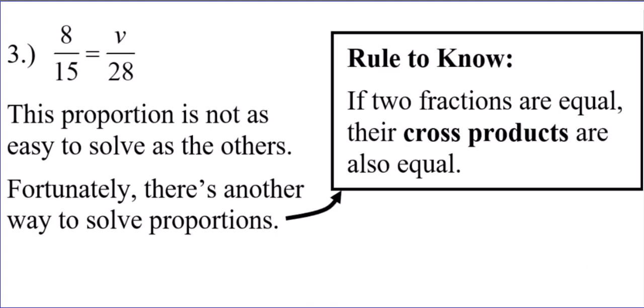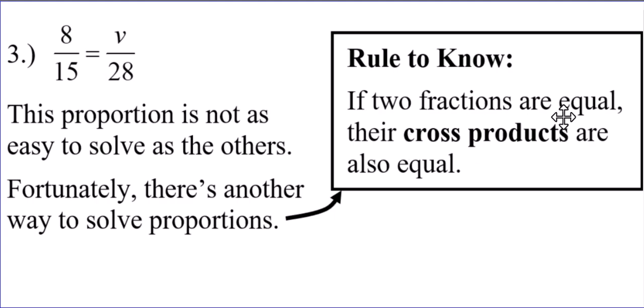All right. Are all proportions that easy? Do they all have shortcuts like we saw in 1 and 2? The answer is no. For example, 8 over 15 equals V over 28. Does this one have a shortcut? Could 15 be multiplied by some nice whole number to give us 28? No. So, good news, there is another way to solve proportions, ones that are not as easy and quick as 1 and 2. It's called the cross products rule.